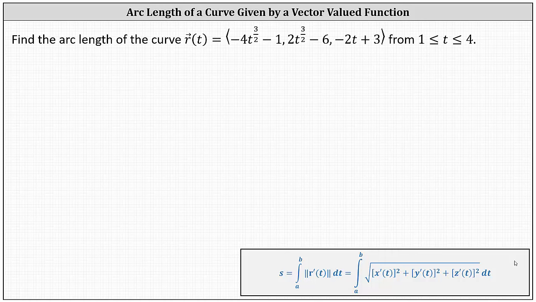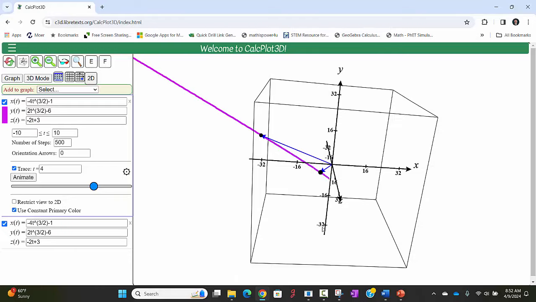Find the arc length of the curve given by the vector valued function r of t over the closed interval from 1 to 4. Let's first take a look at this graphically. The space curve given by r of t is graphed in purple.